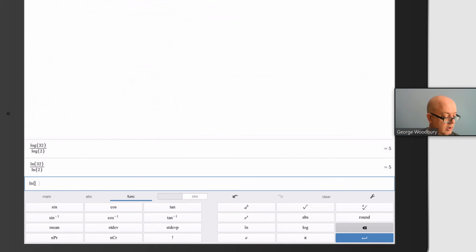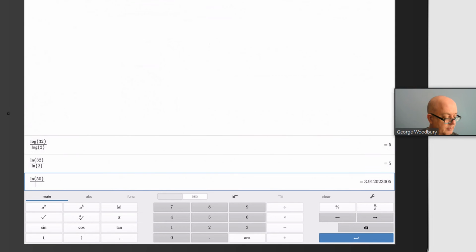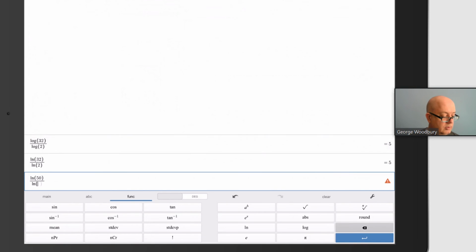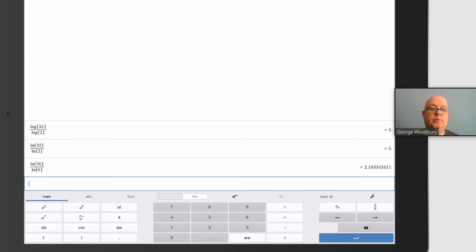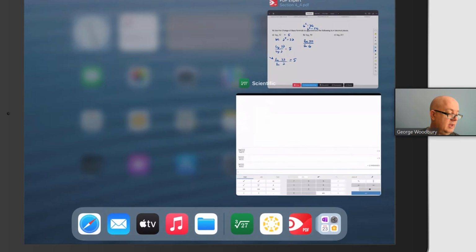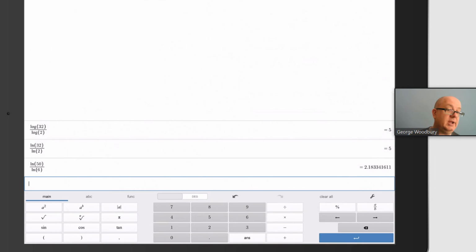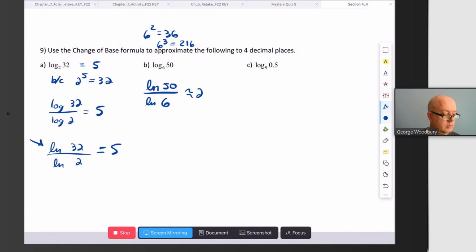Function, natural log, main, 50, divided by function, natural log, main, 6. And that is 2.183. Oh, I needed 4 places this time. So that was 2.1833. As expected, it was between 2 and 3.